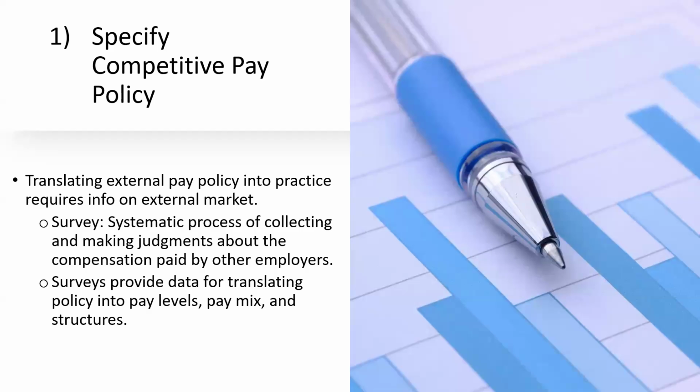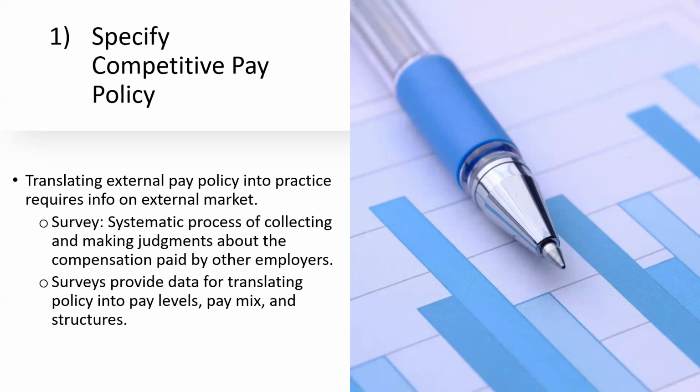So the first thing we have to do is specify our competitive pay policy. So do we want to compete with others in the market at the same price? Do we want to lead the market? Do we want to lag the market? And to figure out what our external pay policy is going to be, we actually have to have information about what's going on in the external market.